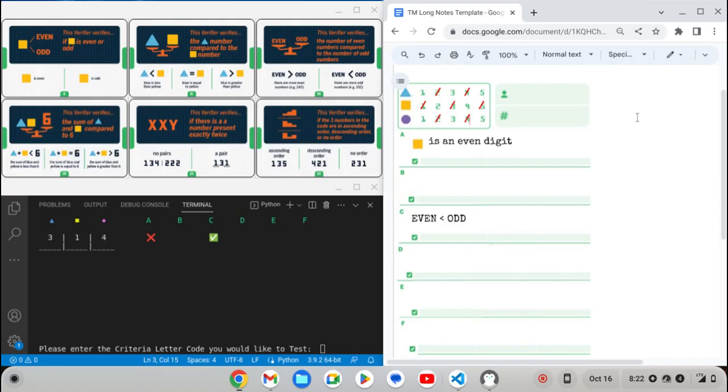And we do have 2 odds. Just curious if maybe they're paired up. Let's see. Yeah, let's go ahead and test criteria card E. Okay, so the Turing Machine does approve of my proposal.